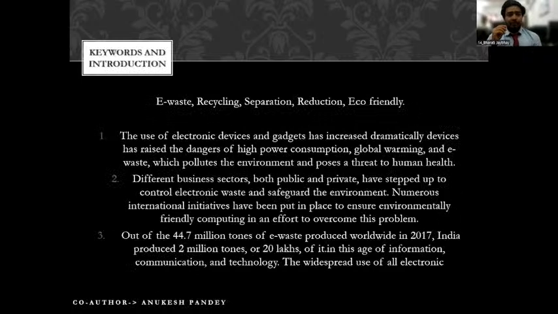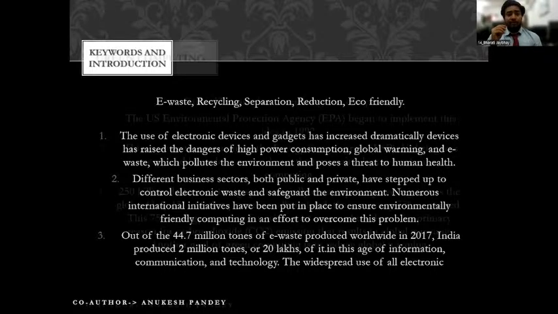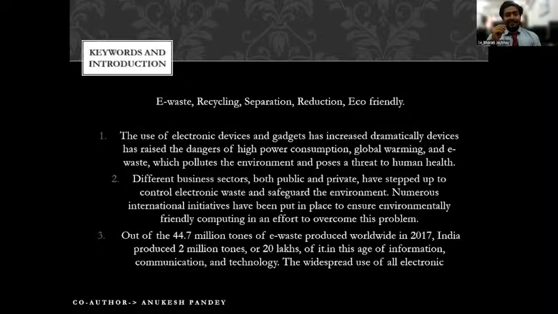Let's jump into the keywords. The keywords of this research paper are e-waste, recycling, separation, reduction, and eco-friendly. Let's go for the introduction. The use of electronic devices and gadgets has increased dramatically. Devices have raised the danger of high power consumption, global warming, and e-waste, which pollutes the environment and is not good for human health as well. 44.7 million tons of e-waste was produced worldwide in 2017. In India, it is overall 2 million tons, which means over 20 lakh.